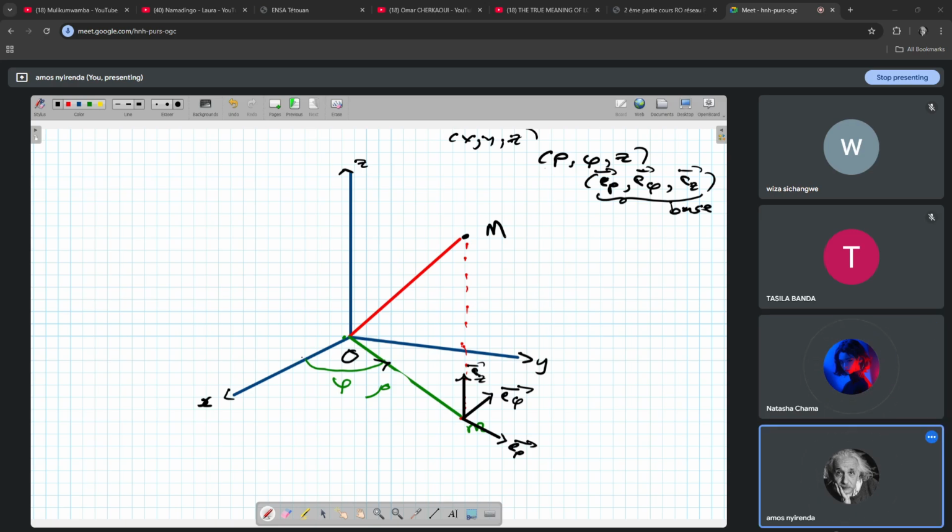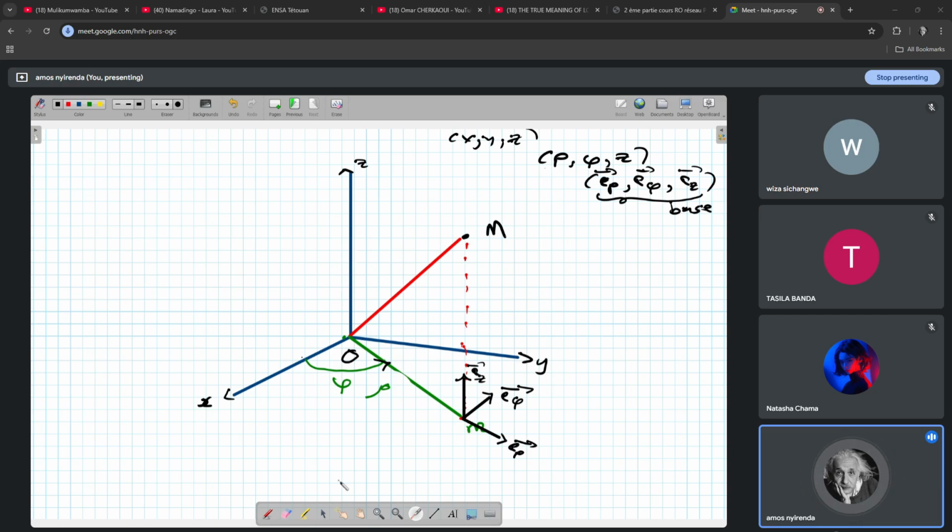So EZ is the same EZ that we have in the Cartesian coordinate system. So it's parallel to the z-axis. Let me just use a pointer here. Look, this is the direction of EZ. It's going up. Same Z here, the same EZ here.